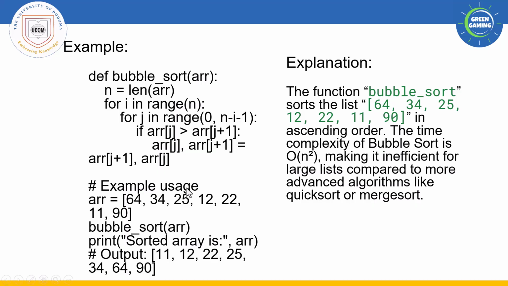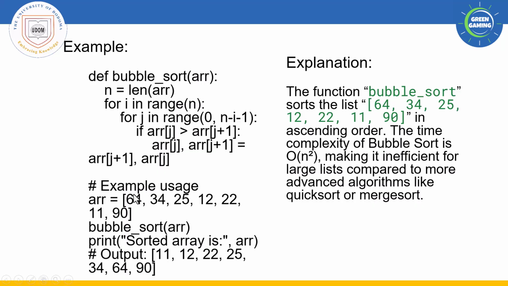So for instance, I've been given this array list: 64, 34, 25, 12, 22, 11, and 90. So in our outer loop, for i in range of n, our i is starting from 0. So this 64 will check all of these adjacent elements. It first checks with 34. It compares 64 and 34. Because 64 is larger, it moves to the right and 34 moves to the left.